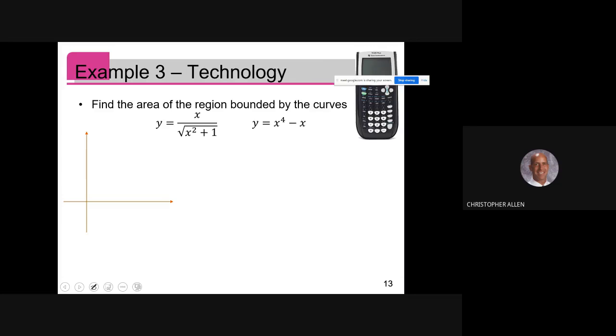In fact, let me read what the directions are for this one. It says, find the area of the region bounded by the curves y equals x over the square root of x squared plus 1, and y equals x to the fourth minus x.